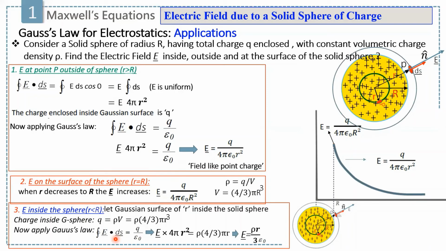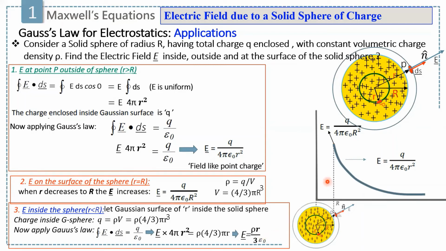and now by putting in the values of dS, the area of the Gaussian surface, and Q, the total charge inside the Gaussian surface, we have electric field times 4πr² equals ρ times 4/3 πr³. So we get electric field E = ρr over 3ε₀. It shows that the electric field inside the sphere is proportional to the distance from the center.